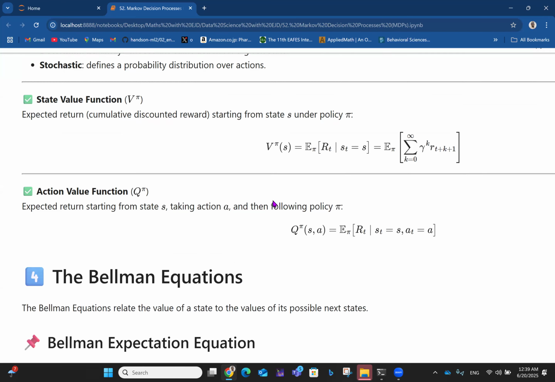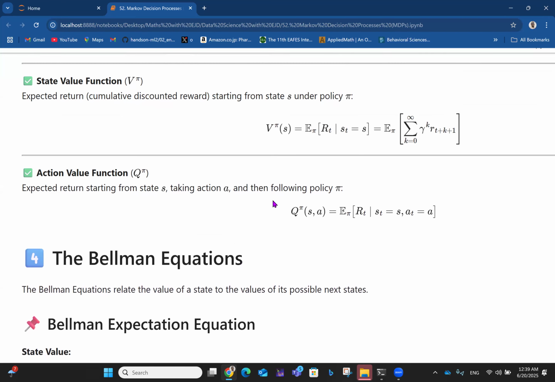Then you talk about the state value function v raised to power pi. That's the expected return or cumulative discounted reward starting from state S under policy pi. So you have v pi of S equal to the expected value under pi of R_t given S_t equals S, which is the expected summation from k equals 0 to infinity of gamma raised to power k R_t. We've seen this before in the previous video.